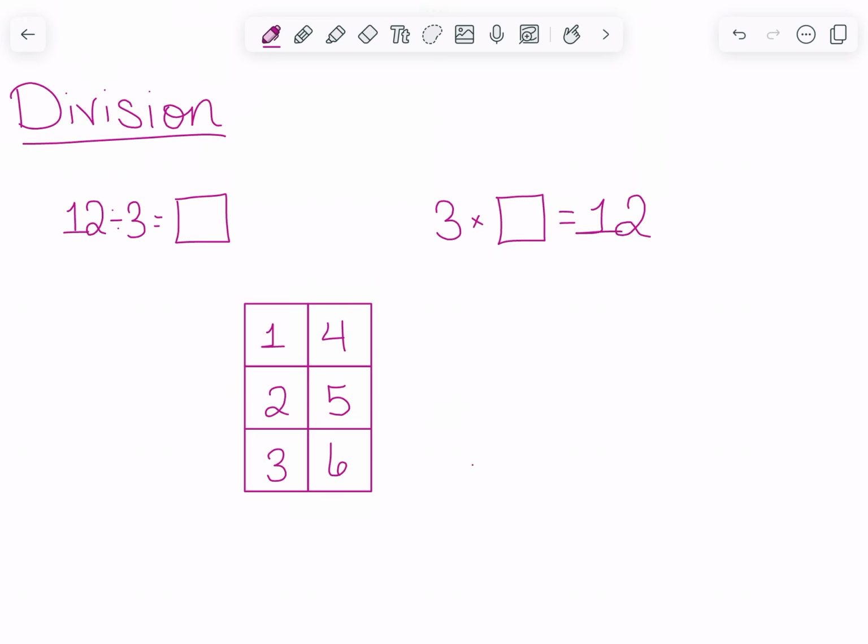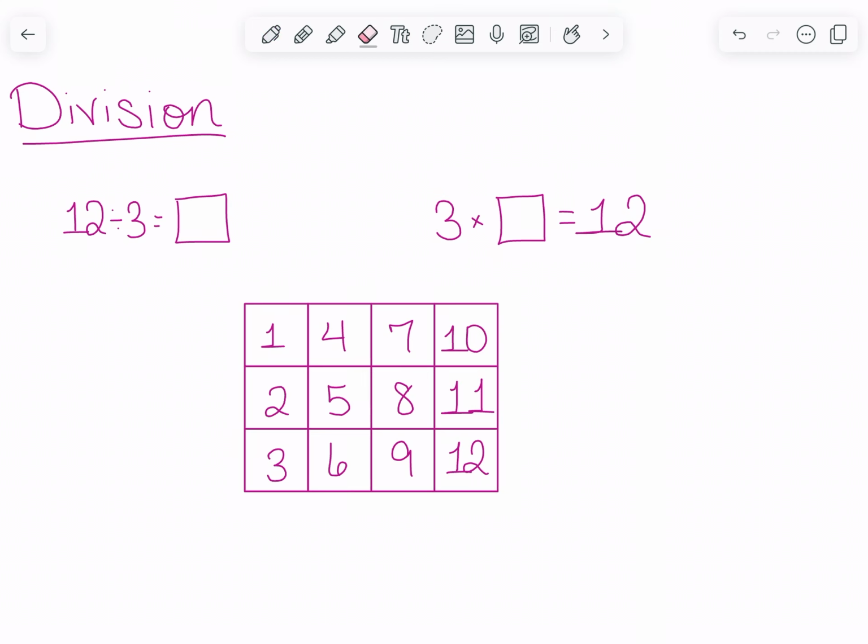Adding a second column would give us a total of 6 smaller squares. A third column would give us 9 squares. And a fourth column gives 12 squares. Since it took 4 columns, our solution would be 4.